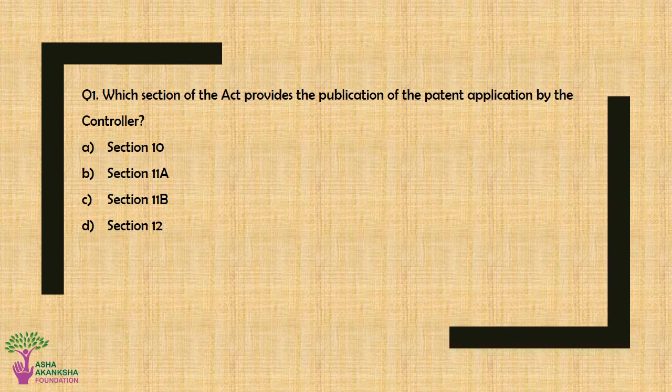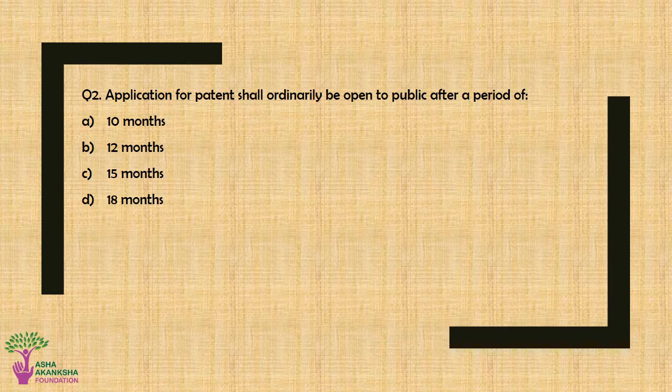Question 1. Which section of the Act provides the publication of a patent application by the controller? Option A, Section 10. Option B, Section 11A. Option C, Section 11B. Or Option D, Section 12. The correct answer for this question is Option B, Section 11A.